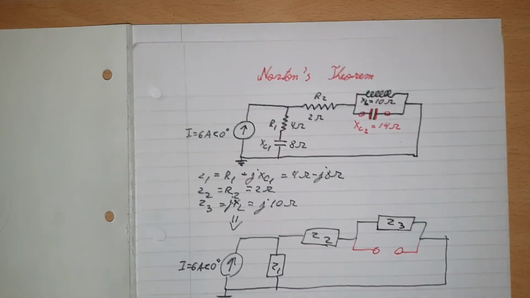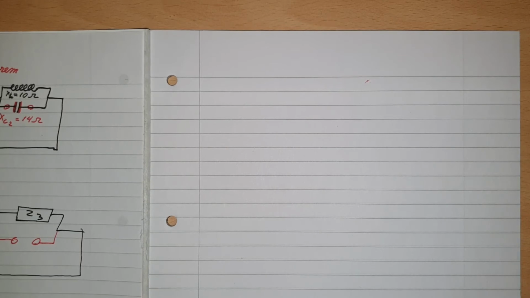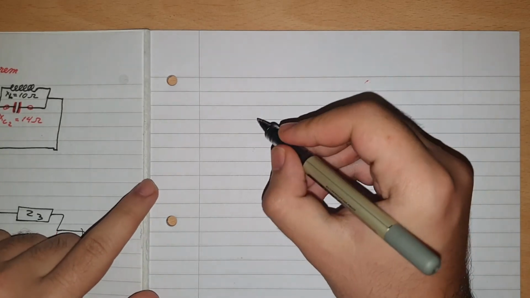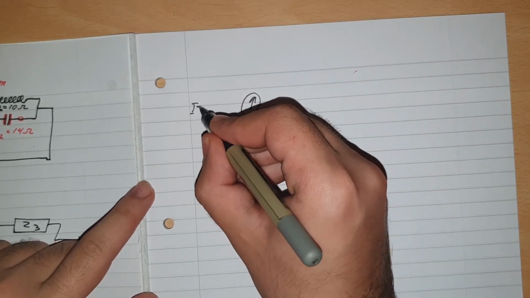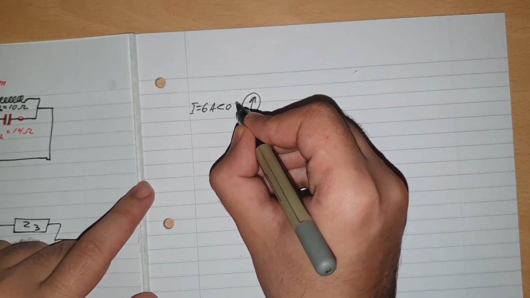Okay, now we don't have space on this page anymore, but don't worry, we are almost finished, because now we just need to find the value IN. So let's redraw the circuit. There will be the current source. There will be I equal to 6A at an angle of 0 degrees.